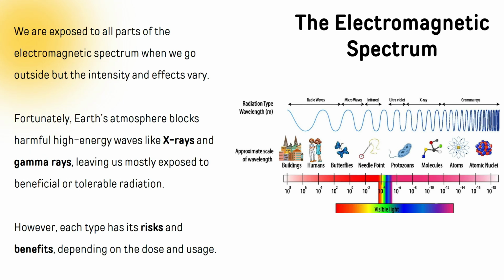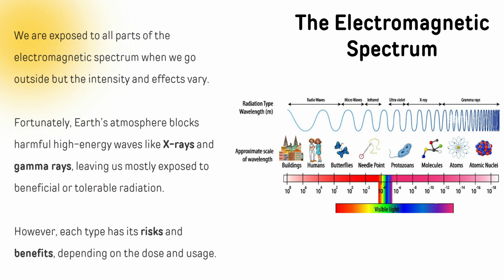We are exposed to all parts of the electromagnetic spectrum when we go outside, but the intensity and effects vary. Fortunately, Earth's atmosphere blocks harmful high-energy waves like X-rays and gamma rays, leaving us mostly exposed to beneficial or tolerable radiation. However, each type has its risks and benefits depending on the dose and usage.